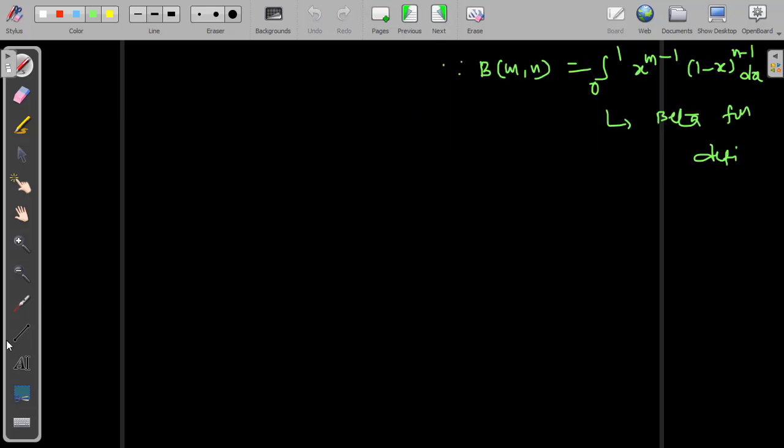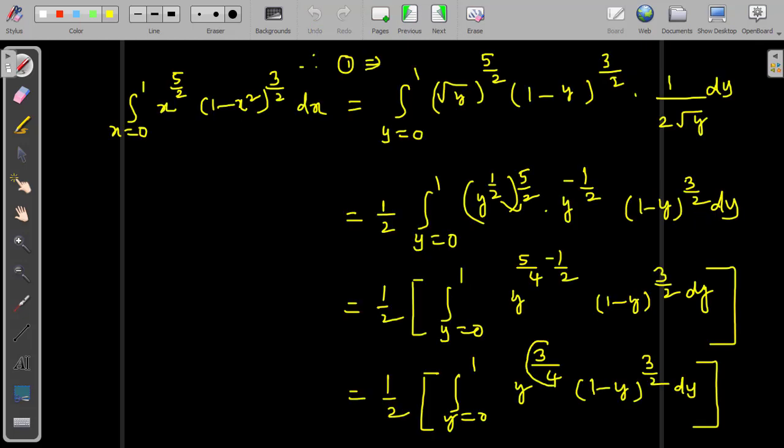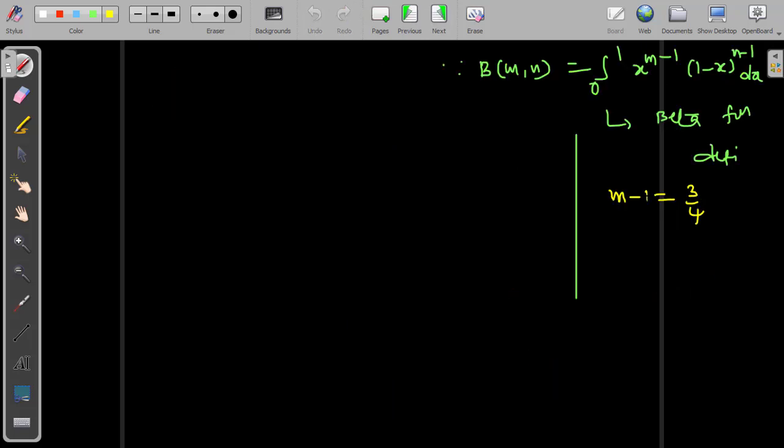If you have any confusion about how to express it, the simple idea is: suppose m minus 1 equals 3 by 4, because if you go back and see the previous page, here we have 3 by 4. So I have supposed here m minus 1 equal to 3 by 4. From this you will get the m value: 3 by 4 plus 1, which gives 7 by 4. M is 7 by 4. Similarly, n minus 1 equal to 3 by 2, so n equals 3 by 2 plus 1, which is 5 by 2. I am writing this over here for our understanding.